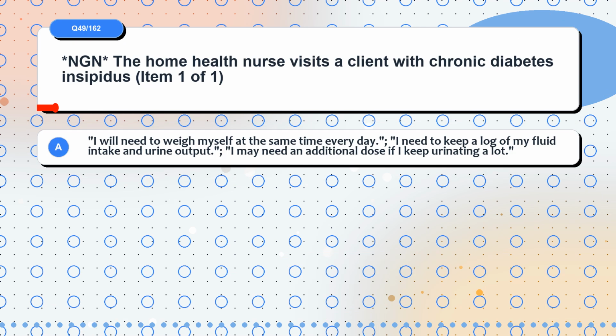Question 49. NGN. The home health nurse visits a client with chronic diabetes insipidus. Item 1 of 1. Here are the options. Option A, I will need to weigh myself at the same time every day. I need to keep a log of my fluid intake and urine output. I may need an additional dose if I keep urinating a lot.